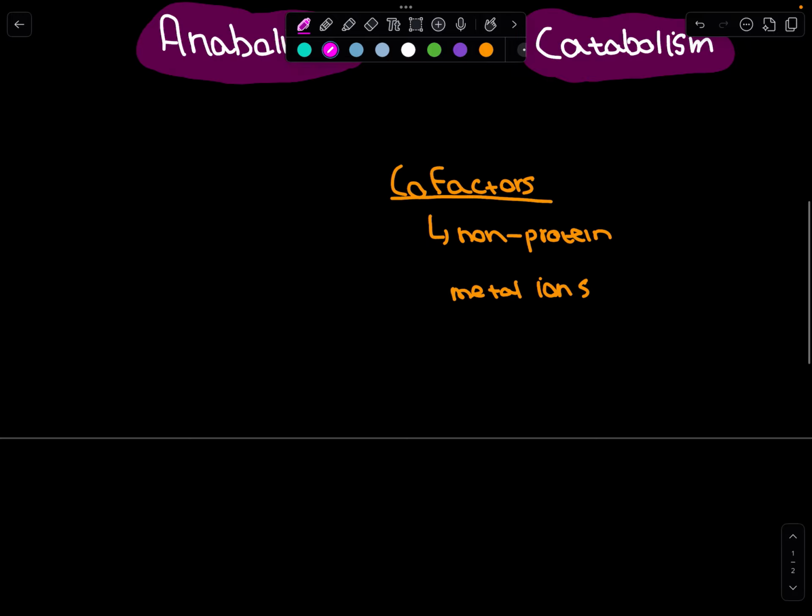Okay, so tell me a bit about the electron transport chain. So it's 4 large multi-unit proteins, and they're intrinsic to the inner mitochondrial membrane, and they catalyze reactions.